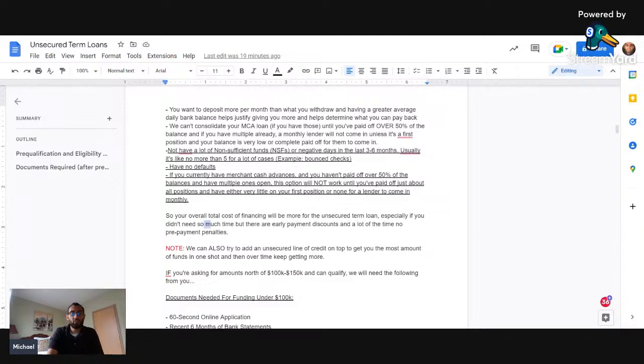Especially if you didn't need so much time, but there are early payment discounts in a lot of cases. Some lenders will say, no, there's no early payment discounts. There are prepayment penalties, but not all. And a lot of the time, no prepayment penalties.